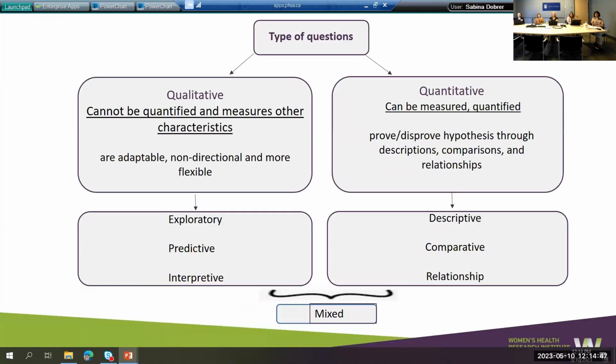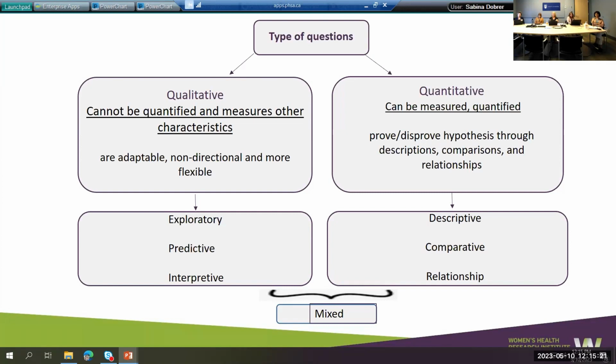So we all know that there are different types of questions, and Julia talked about qualitative analysis at the previous lecture. Basically there are two types of questions: qualitative or quantitative. Usually quantitative data is more precise. We can answer different hypotheses based on this data. We can describe the data, we can compare, and we can do modeling and relationships.